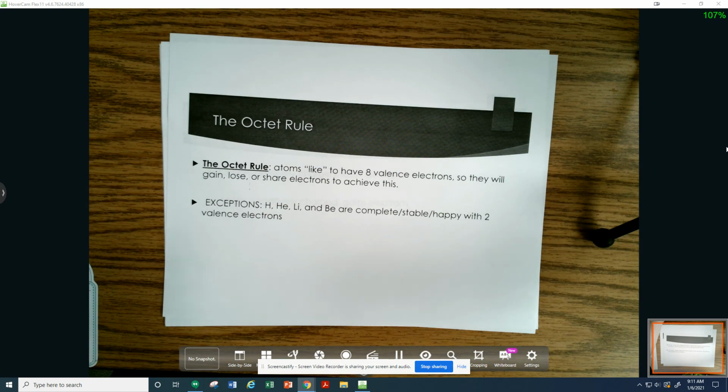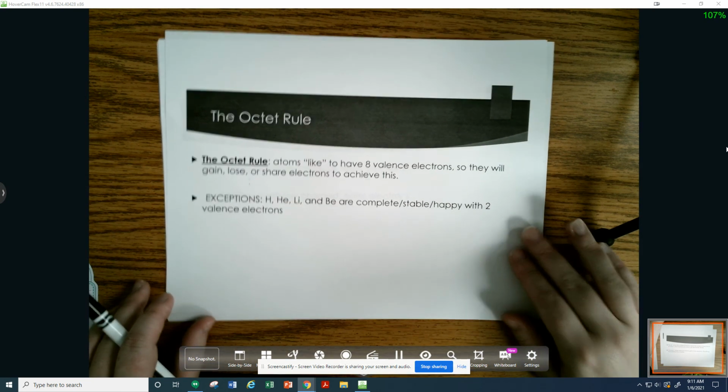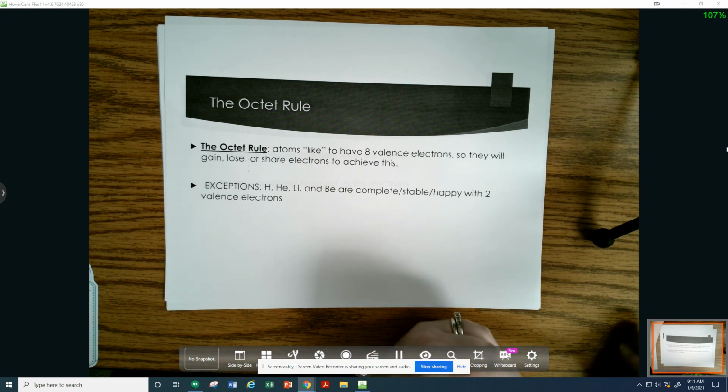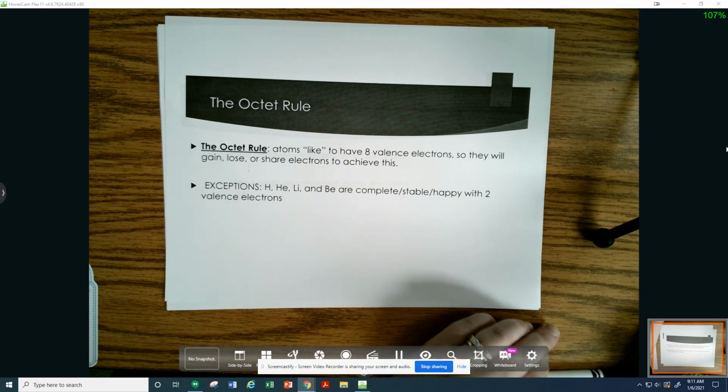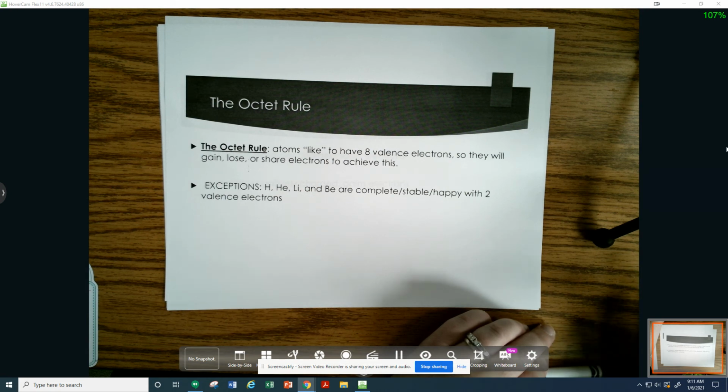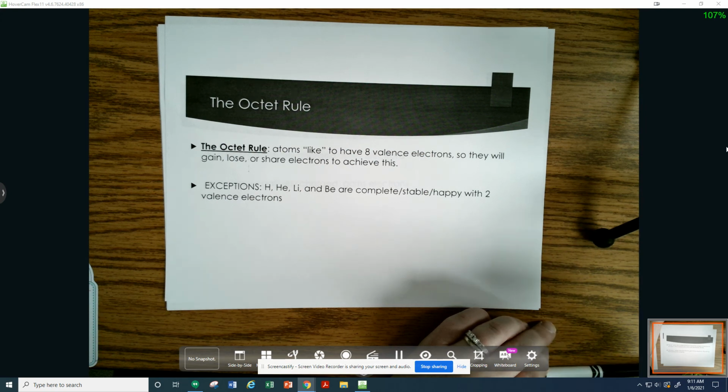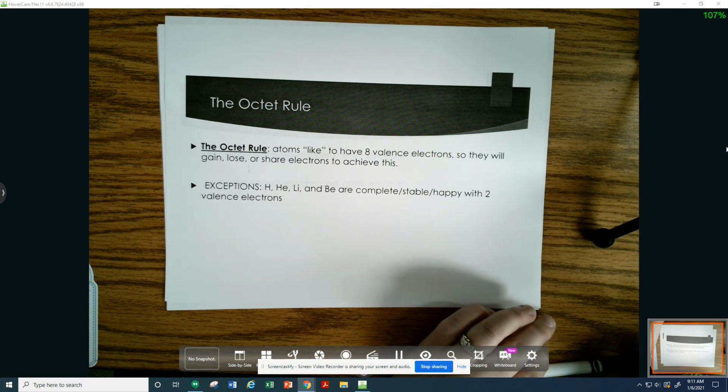The rule is called the octet rule. The majority of the elements would like to obtain 8 valence electrons. That would fill the 2 in the s and the 6 in the p orbitals, which combine to give you 8 valence electrons like the noble gases. Elements have the ability to gain electrons, lose electrons, or share electrons. Depending on where they're at in their configuration, that will decide which is easier or the most probable way to get to 8 valence electrons.